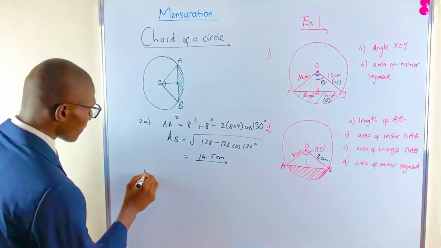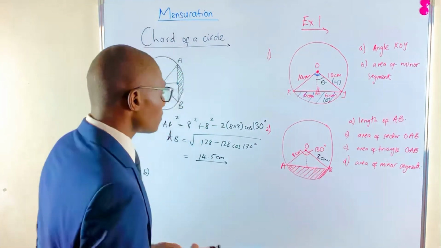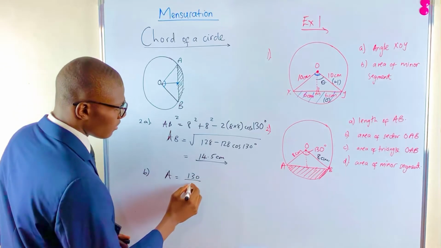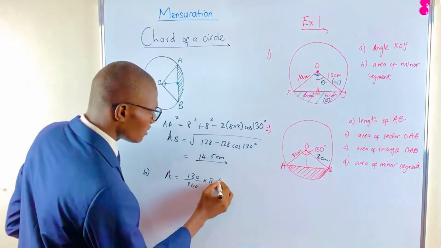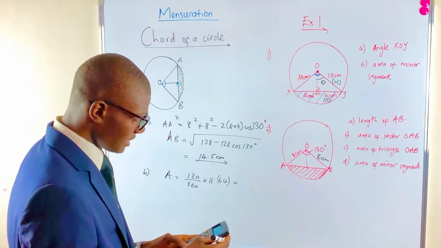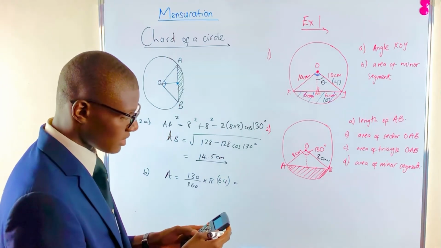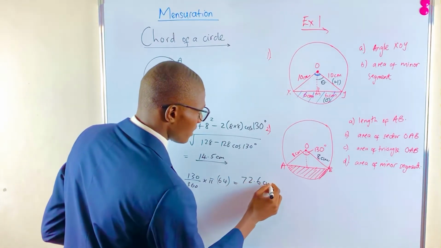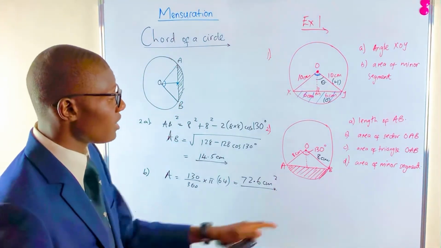And then part B requires us to find the area of sector OAB. So area of the sector, we say theta being 130 over 360 times pi r squared, r being 8, squared that will give us 64. And this will give us 130 times 64 pi, then divided by 360, that will give us 72.6 square centimeters. This would be the area of the sector OAB, this whole sector.